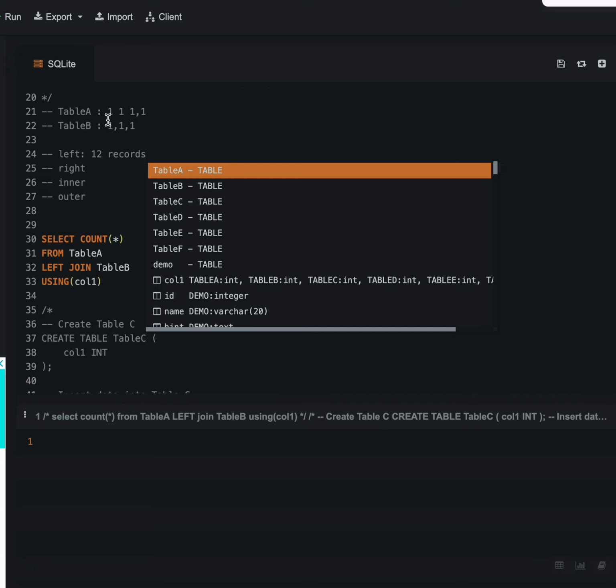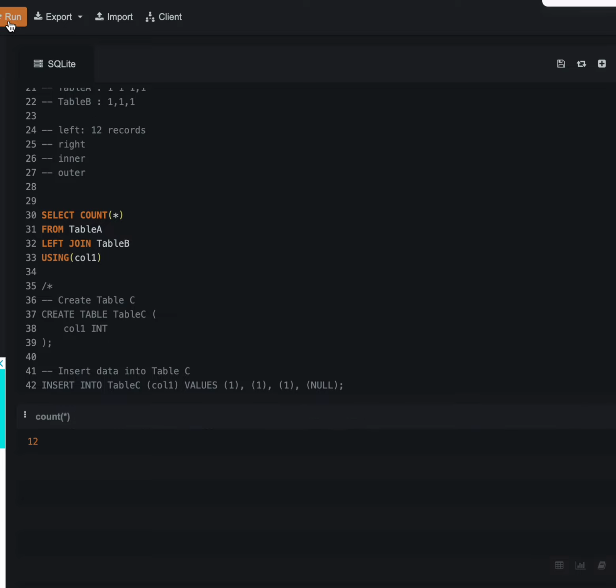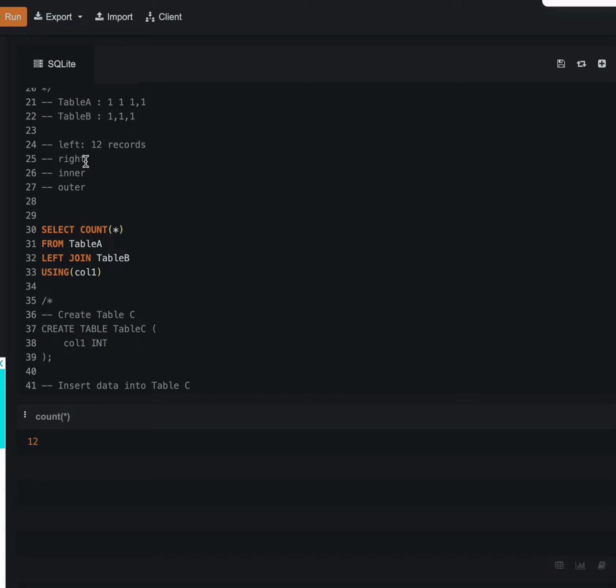Why exactly? Because this one will combine with all the ones in table B. Similarly, the second one from table A will combine with all the ones from table B again. As a machine, this one from table A cannot differentiate between the ones in table B. So we will have 12 records, which is 3 into 4. We can check that also if I run this query. See, this is the answer when I perform the left join.